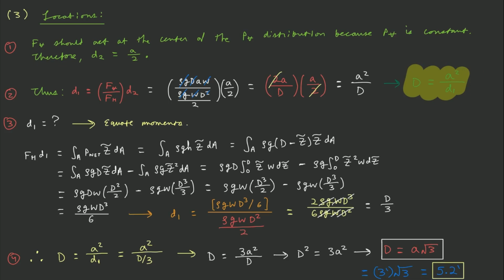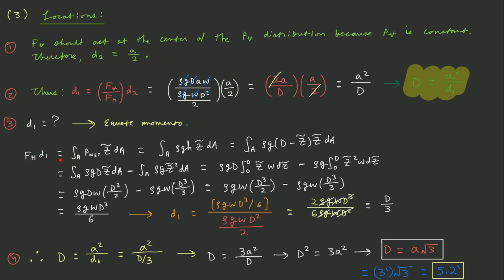So to find D1, how do we find D1? Well, we need to equate moments. What I mean by that is the net force on that vertical face should create an equivalent moment to the distributed pressure on that same face. The distributed pressure on that vertical face creates a bunch of little differential moments that, when summed together, create a big macro moment, so to speak. And that big macro moment should be equivalent to the macro moment caused by FH on that same face.